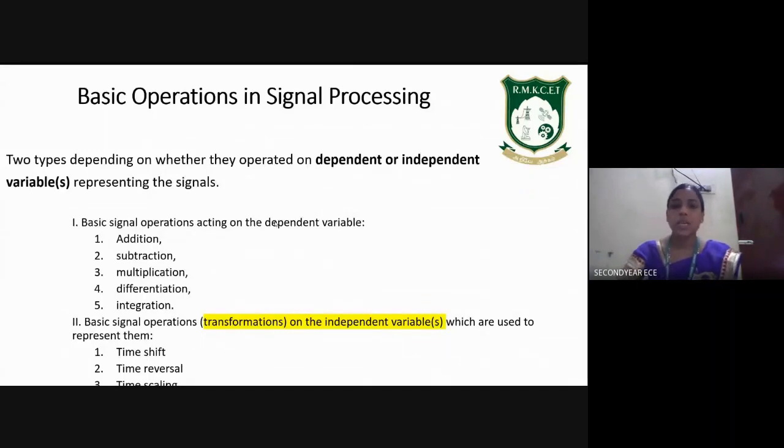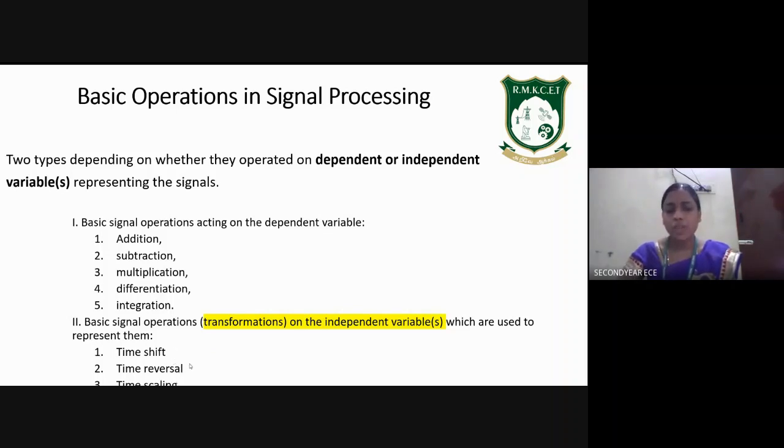Next, we are going to do basic operations on the independent variable. These are also called transformations. We can say transformations on independent variables. Those are time shift, time reversal, and time scaling.